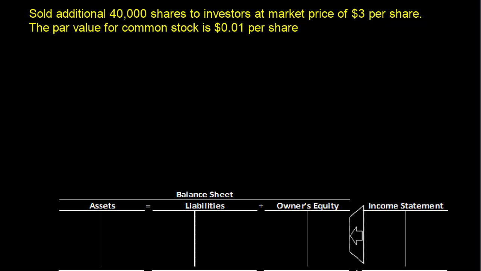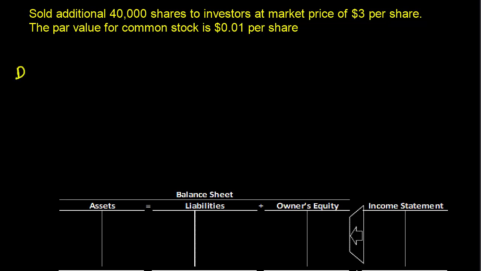When a company sells part of their equity, they get cash. So that's the easy thing. We always start with the things we can touch. In this case, the company sold an additional 40,000 shares to investors at a market price of $3 a share, and the par value of the common stock is a penny a share. At a market price of $3 a share, if they sold 40,000 shares, that is $120,000.